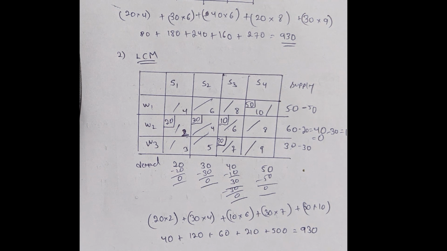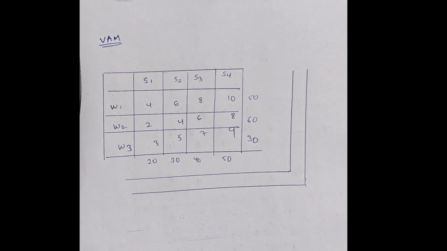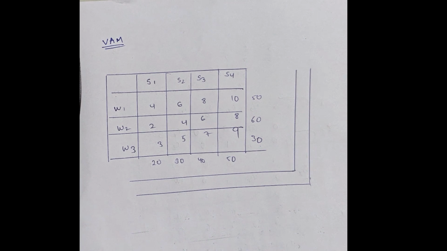So 2 methods are completed, right? Now let me write the third method. Now what is the next one? Next one is VAM method. Okay, next one is VAM, Vogel's approximation method. Okay, now how to do that? Similarly, we have to draw the same box. Okay, yeah, now, right, VAM method. What is the VAM method? Vogel's approximation method. Now let us find the initial basic feasible solution in VAM method.